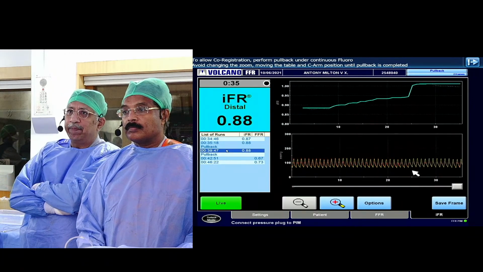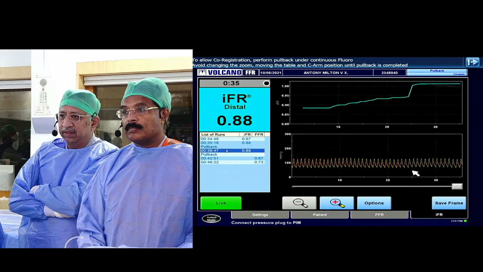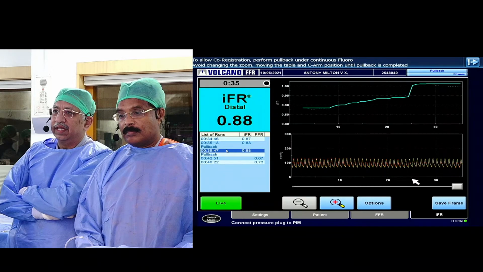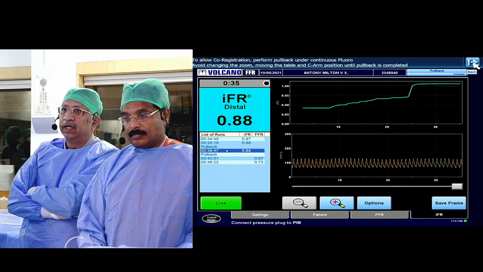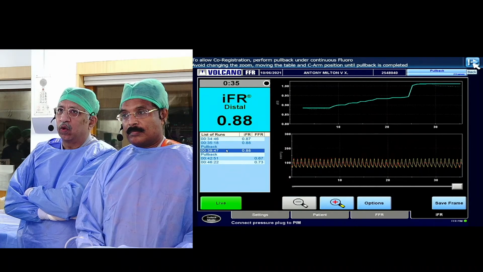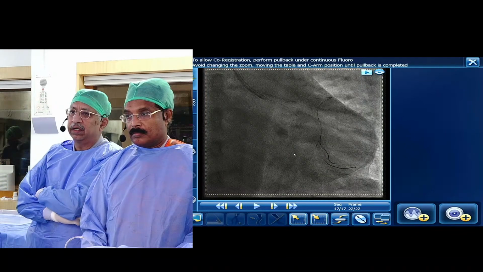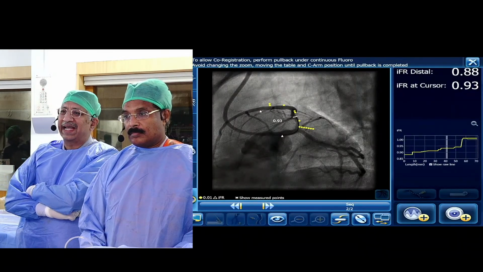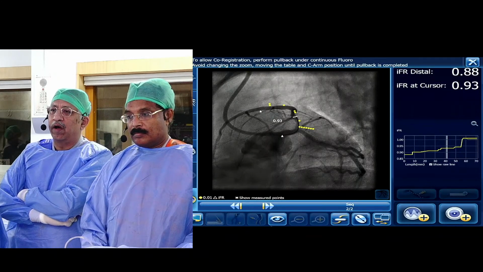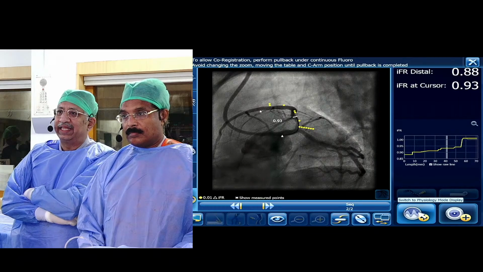And when we did a pullback, that's what the pullback gradient showed. There was a sharp uptick at the ostial position. To just give you an idea, that's a co-registered image that you can see. If you see the maximum amount of pullback gradient, the largest gradient was right there at the ostium.